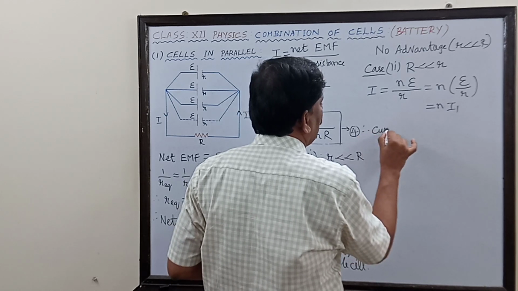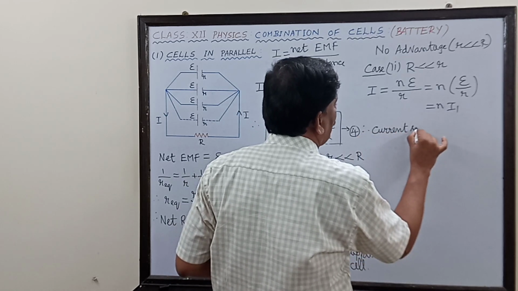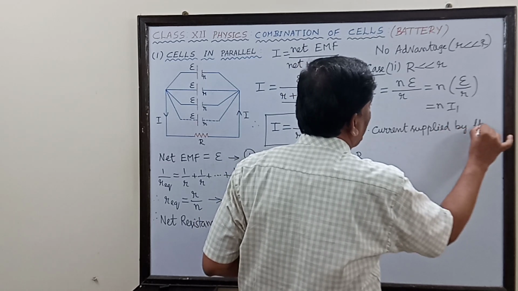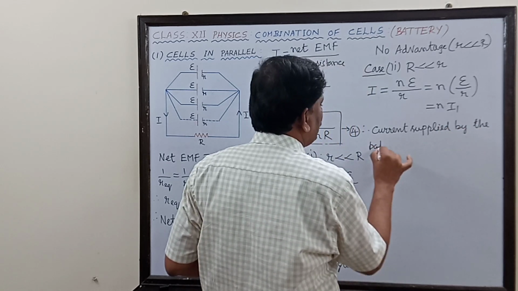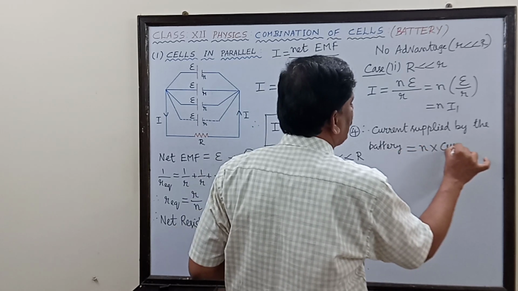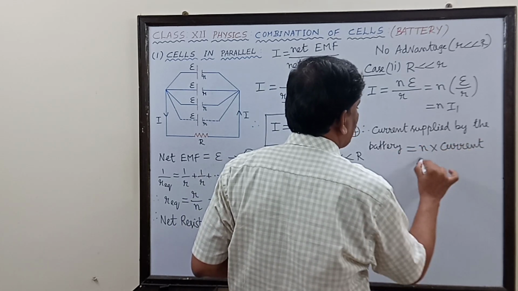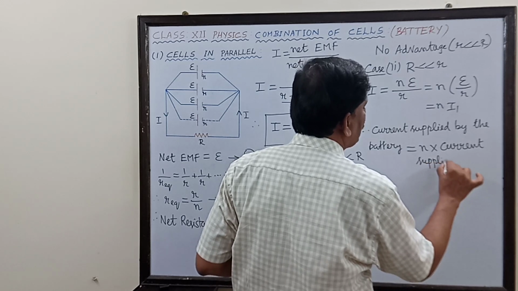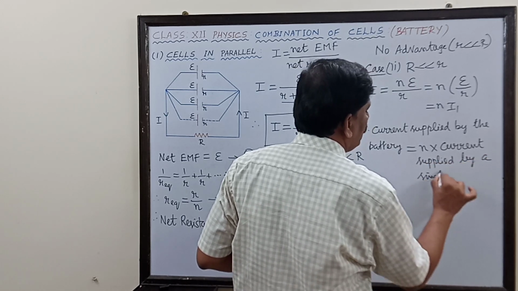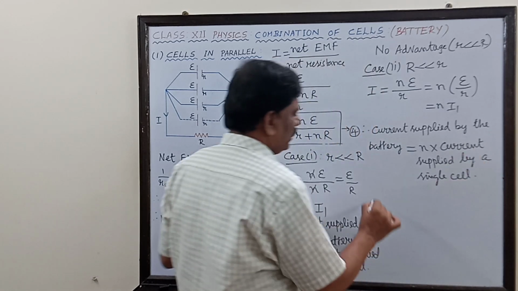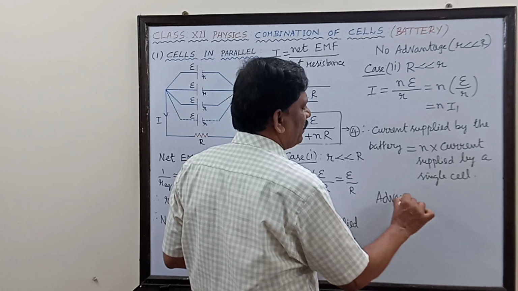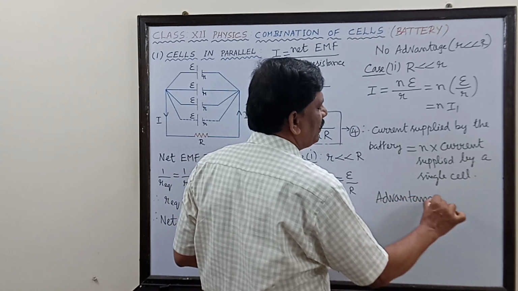Therefore, here the current supplied by the entire battery is equal to n times the current supplied by a single cell. So this is more advantageous. Okay, this is advantageous.